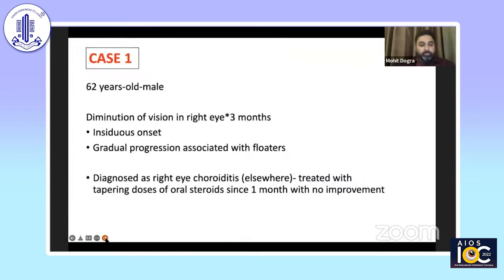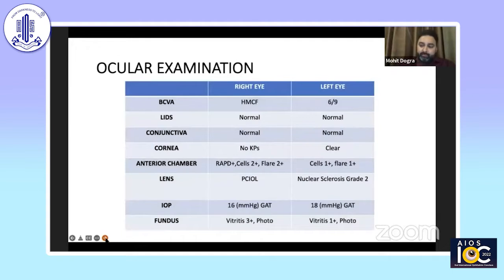in which this was a 62-year-old male. He had diminution of vision in the right eye for the past 3 months, which was insidious in onset, gradually progressive, had floaters, and was being treated as a choroiditis elsewhere with oral steroids with no improvement. So when he came to us, he had very poor vision in the right eye, hand motions, had a relative afferent pupillary defect, 2+ cells and flare, had vitreous cells.